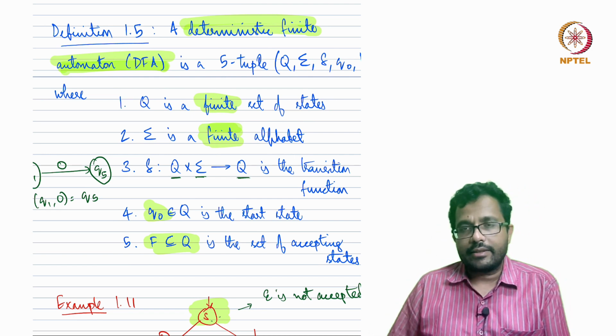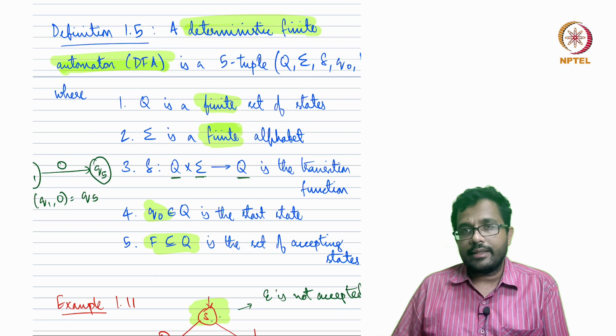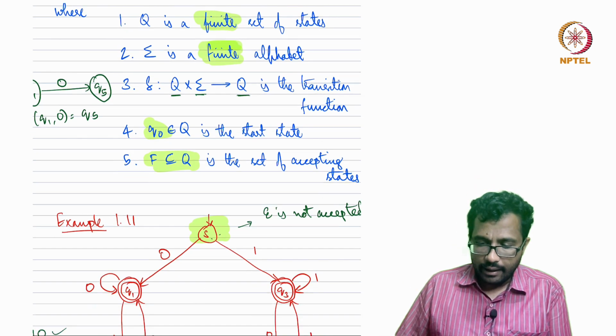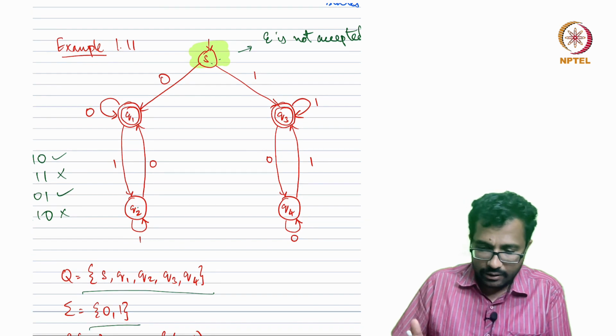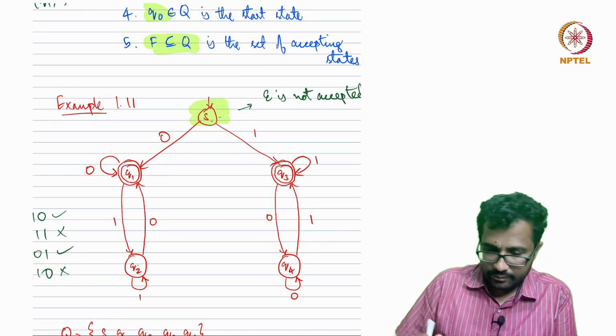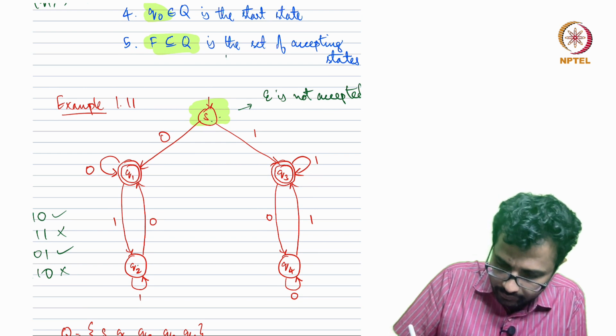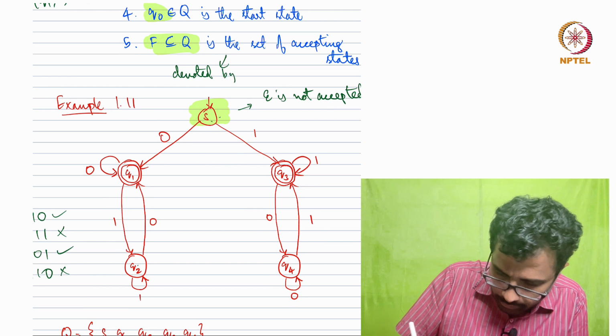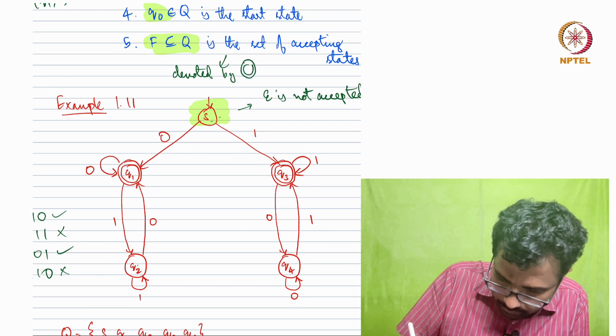Delta is a transition function. Q0 is the starting state, which is only a single state, and F is the set of accepting states, which are denoted by this double circle.